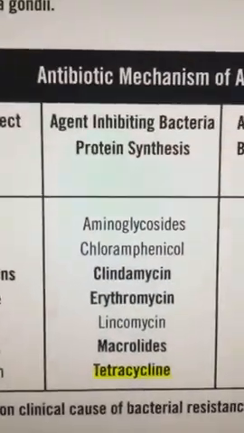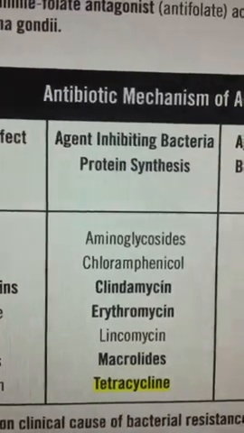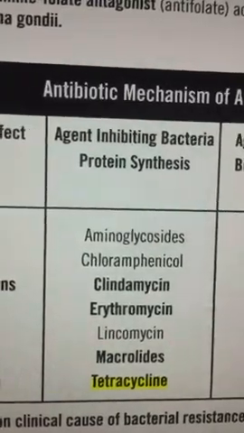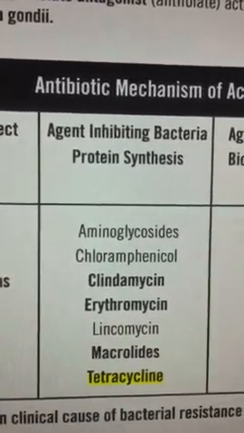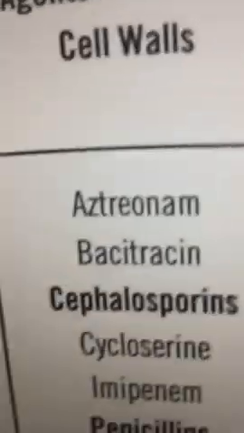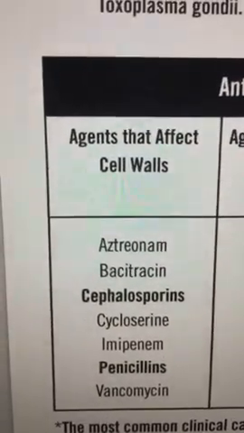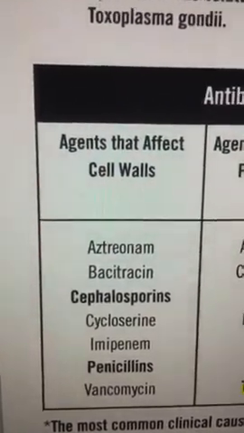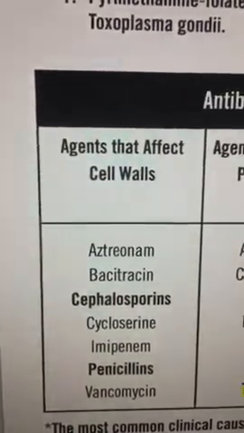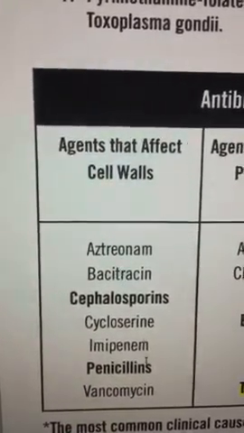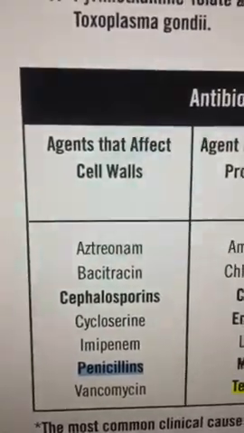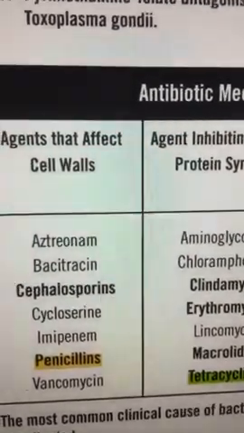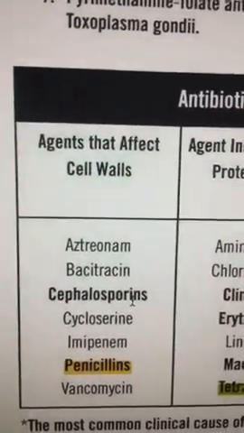This is a group of agents inhibiting bacterial protein synthesis: tetracycline, macrolides, erythromycin, clindamycin, chloramphenicol. And the other group are agents that affect the cell walls. You will have cephalosporins, penicillins, vancomycin, and others, bacitracin, for example. But the important part here is that penicillins are going to be important there, tetracyclines also. But let's see cephalosporins.